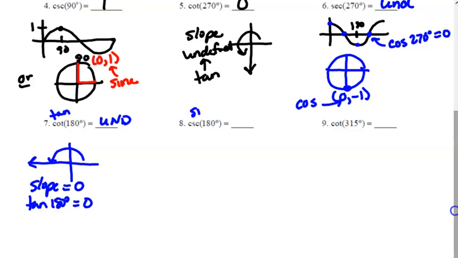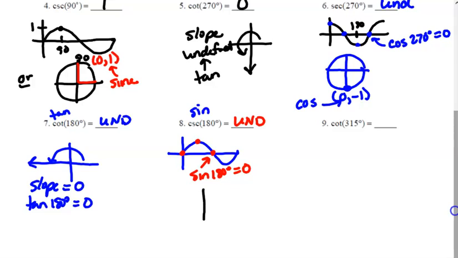Cosecant, reciprocal of sine. Think about sine of 180. Draw the graph here. 0, 0; 90, 1; 180, 0. Sine of 180 is equal to 0, therefore cosecant, undefined. I could also think of the unit circle. Unit circle at 180. This point would be (-1, 0). Sine goes with the y-coordinate. Sine is 0, therefore its reciprocal is undefined.